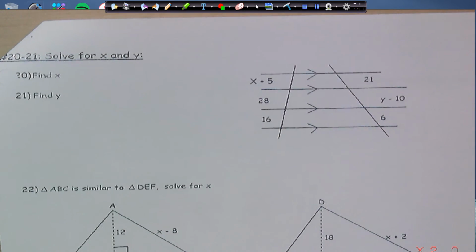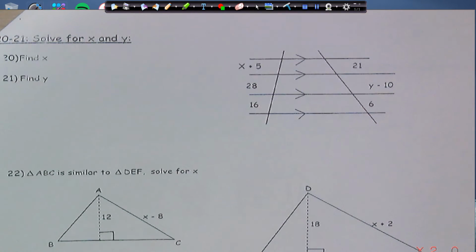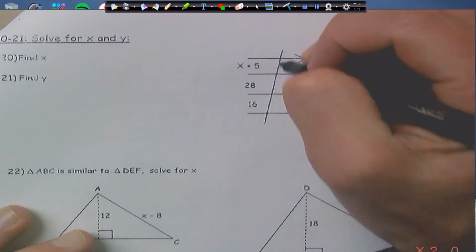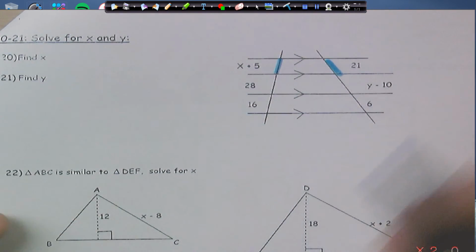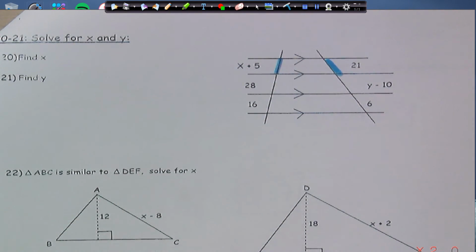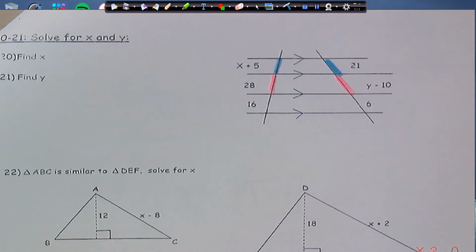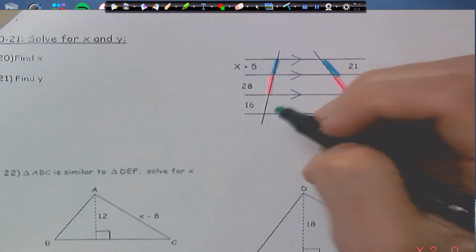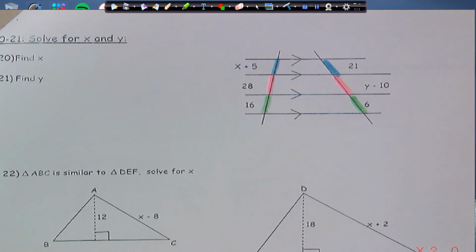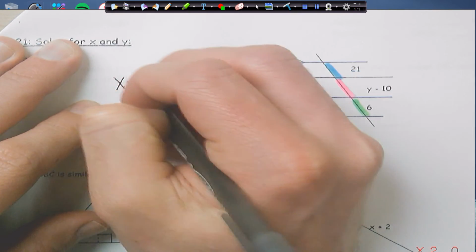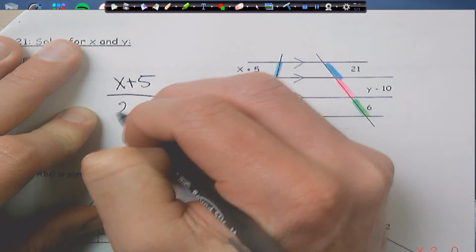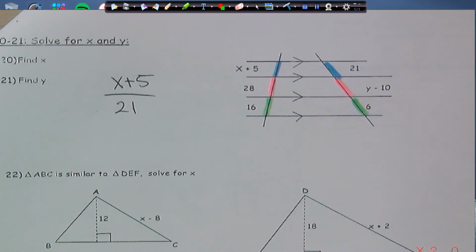Okay. Last page, find x and y. Okay, so I can see we get x plus 5 matched up with 21. 28 matches up with y minus 10. And we also have 16 matching up with 6. So we have all these different ways to set this up. So here we go. We got x plus 5 over 21. So I'm going to go left to right, equals.